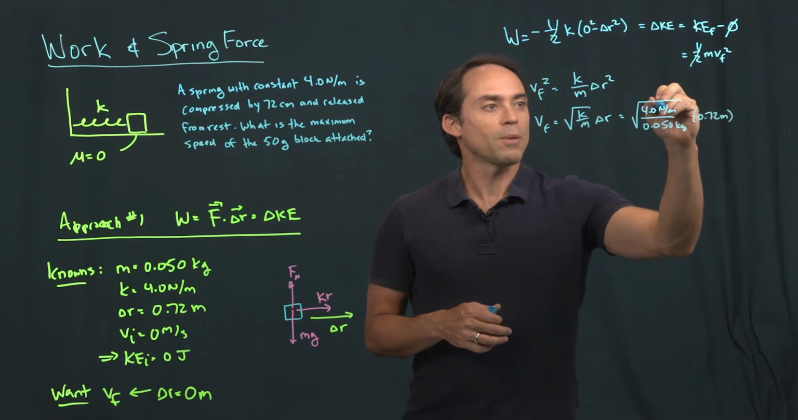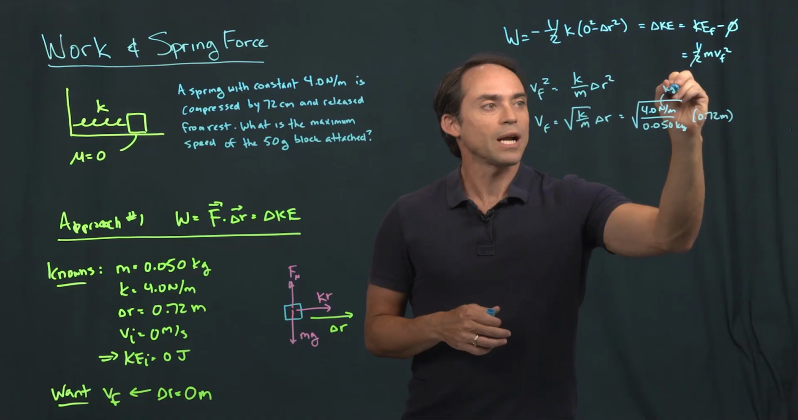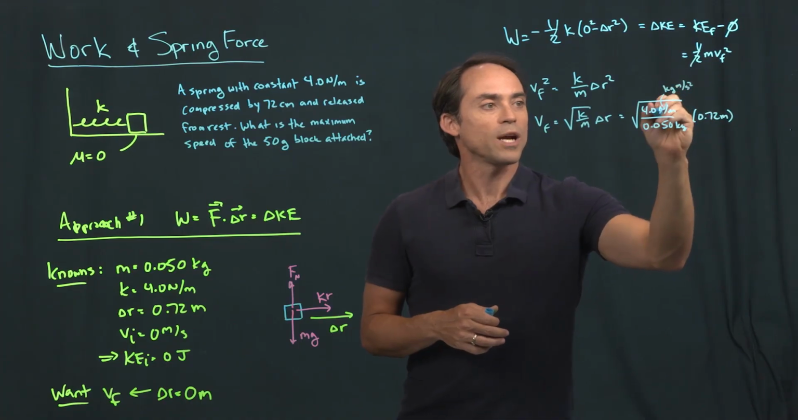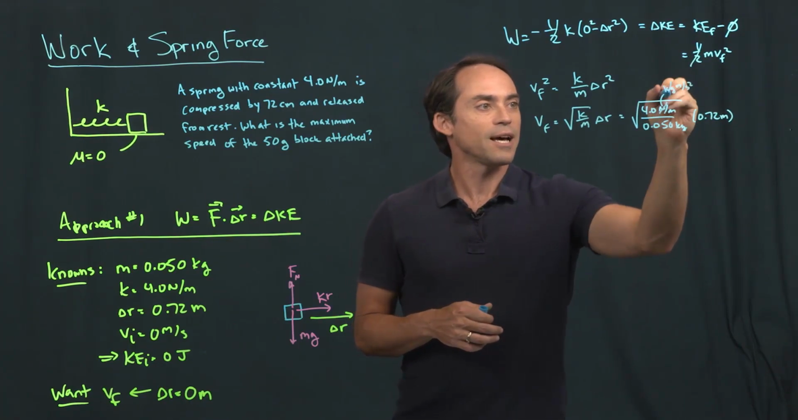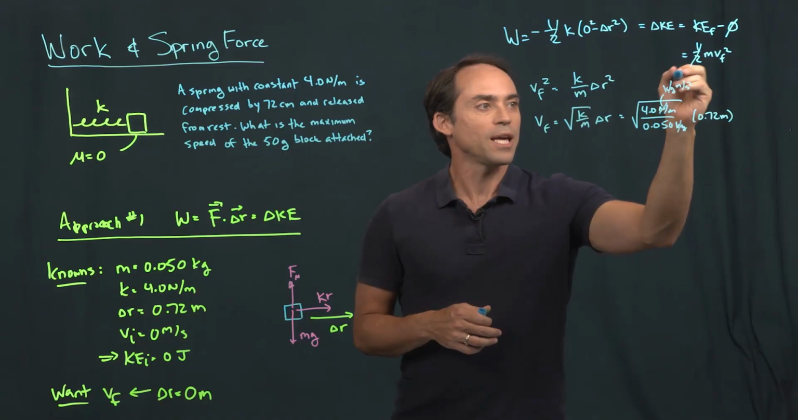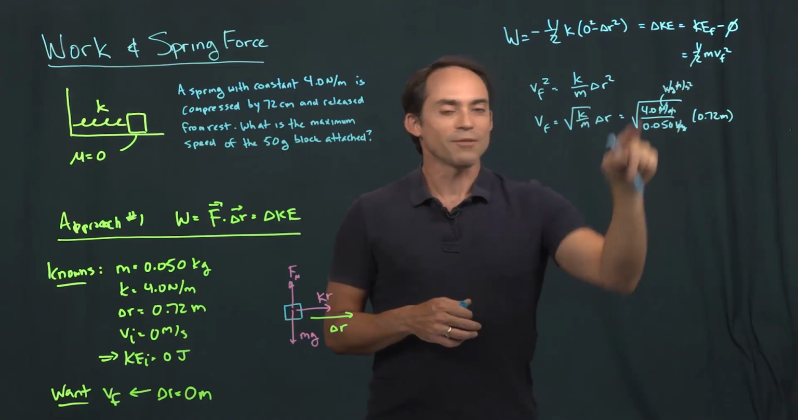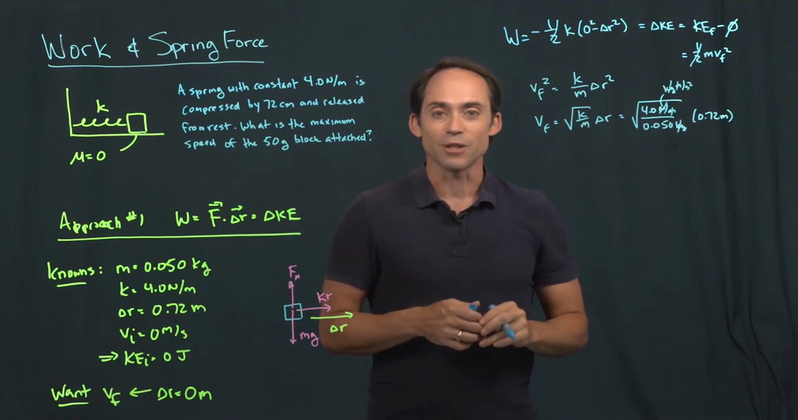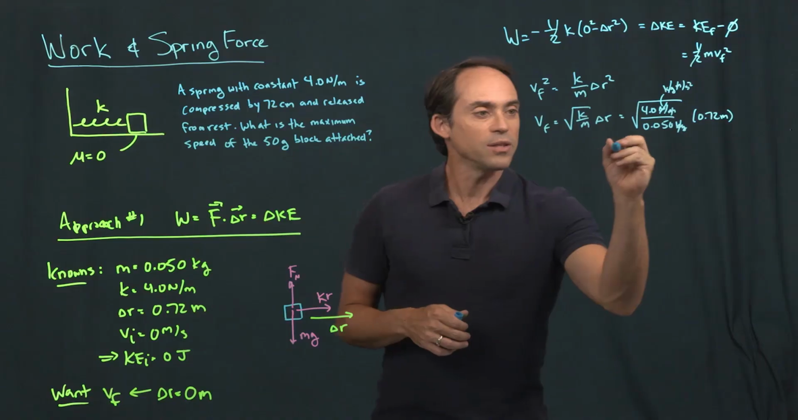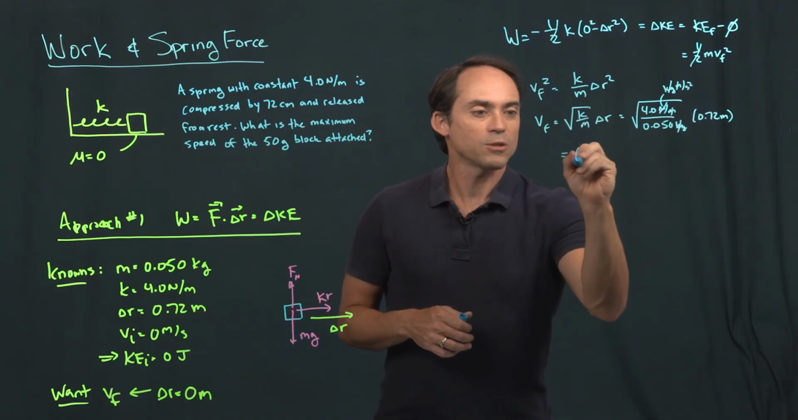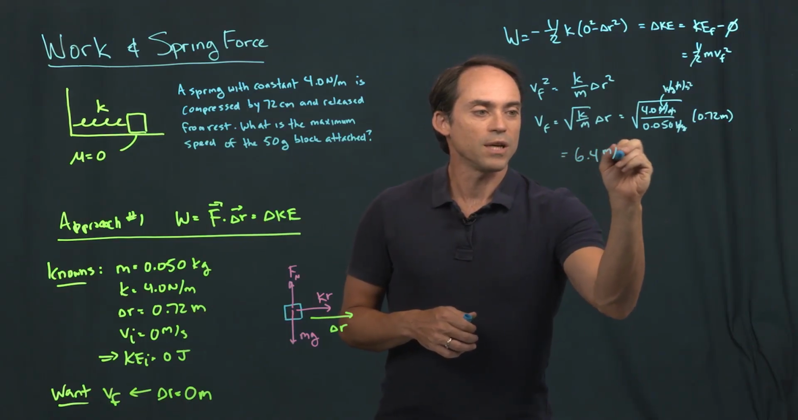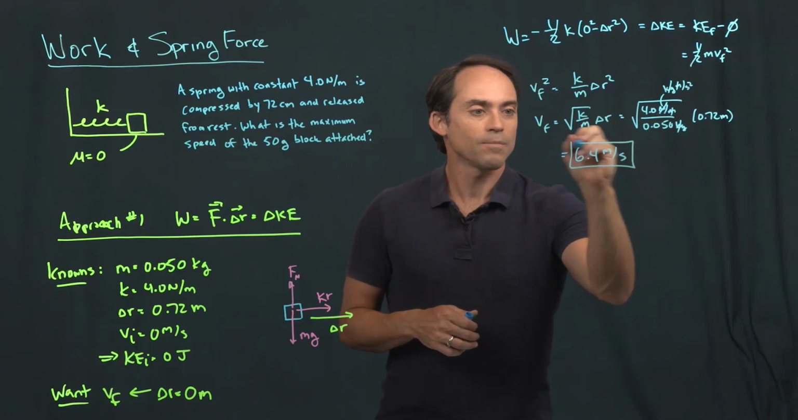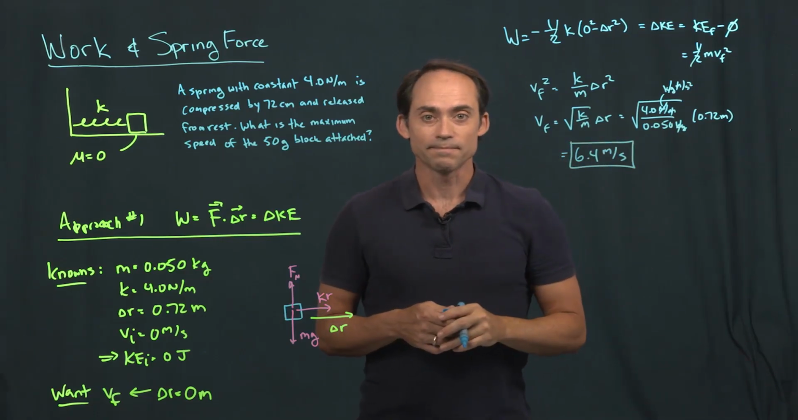Just to check the units, remember that newtons is equal to kilograms meters per second squared. So we cancel out our kilograms and we cancel out our meters. So we have a square root of 1 over seconds squared, which is 1 over seconds times meters. That's a velocity. And when we write all these numbers together, we end up with an expression of 6.4 meters per second as our maximum speed.